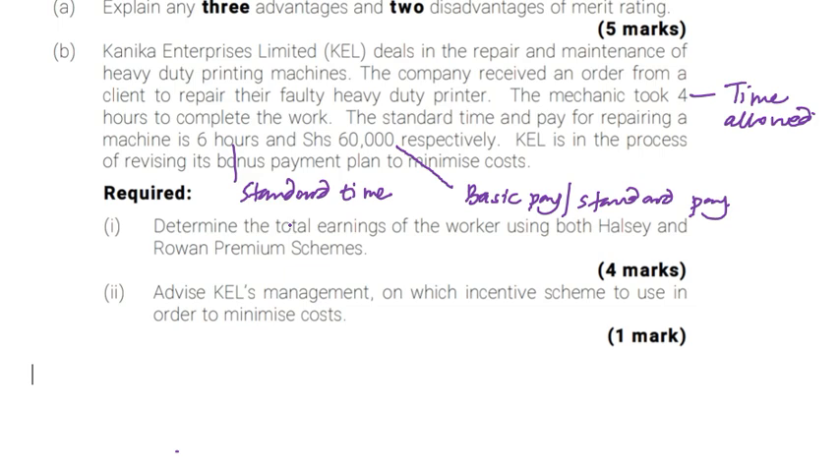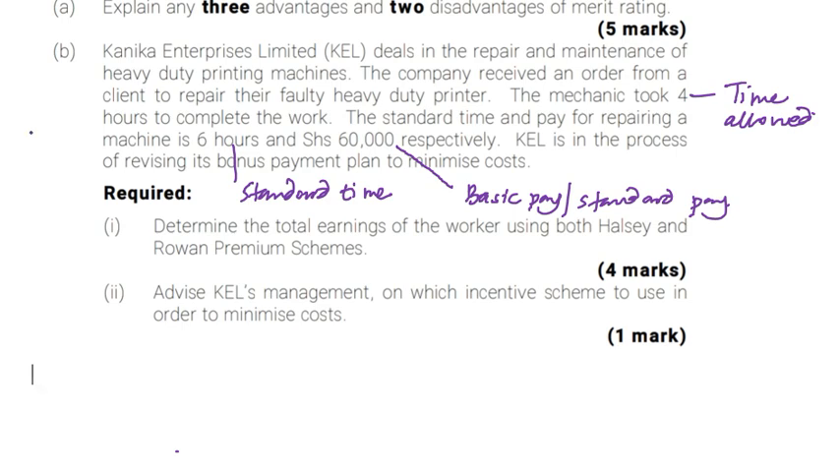Now, Halsey and Rowan premium schemes, these are bonus systems, and they are examples of the individual bonus systems. So let us compute the total earnings of the workers using both Halsey and then the Rowan premium schemes. Now, how would you get the total earnings of a worker?